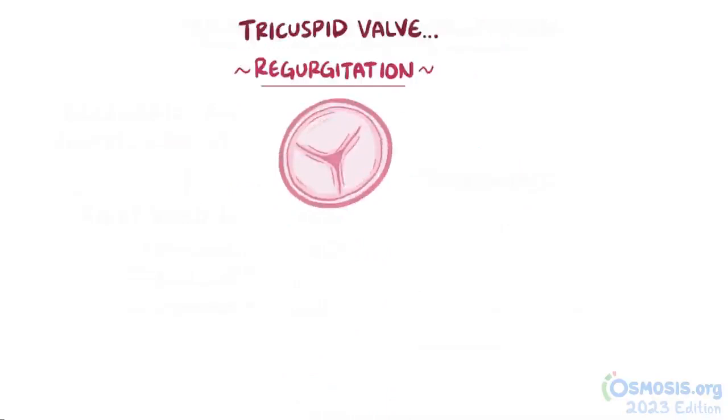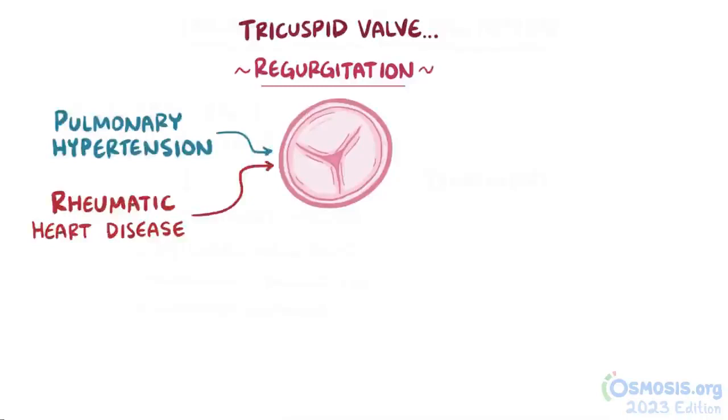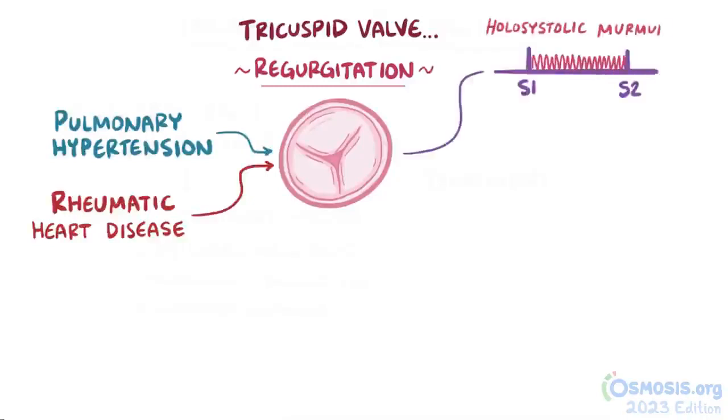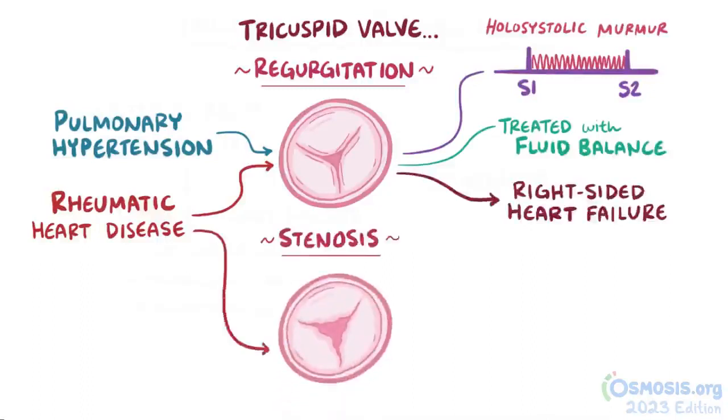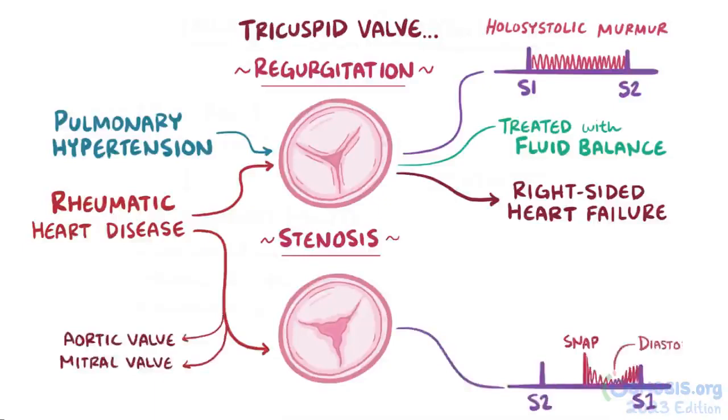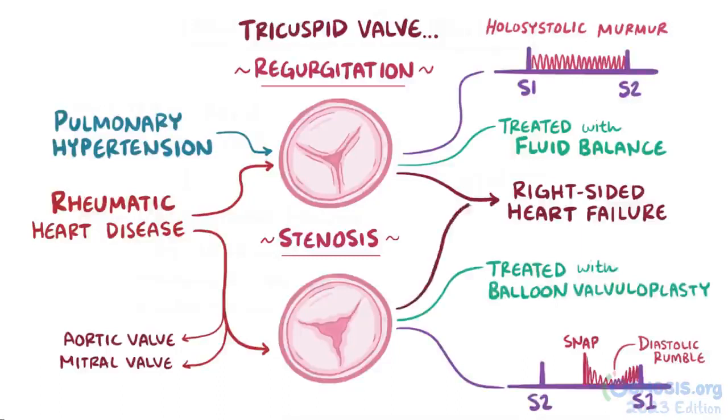Alright, as a quick recap, tricuspid valve regurgitation is most often due to pulmonary hypertension, but is also associated with rheumatic heart disease. On auscultation, you can hear a hollow systolic murmur, and it can usually be treated with fluid balance, but over time it can lead to right-sided heart failure. Tricuspid valve stenosis is associated with rheumatic heart disease as well, and typically also involves the mitral and aortic valves. On auscultation, you can hear a snap sound, followed by a diastolic rumble, and this can be treated with balloon valvuloplasty. Again, tricuspid valve stenosis can lead to right-sided heart failure.